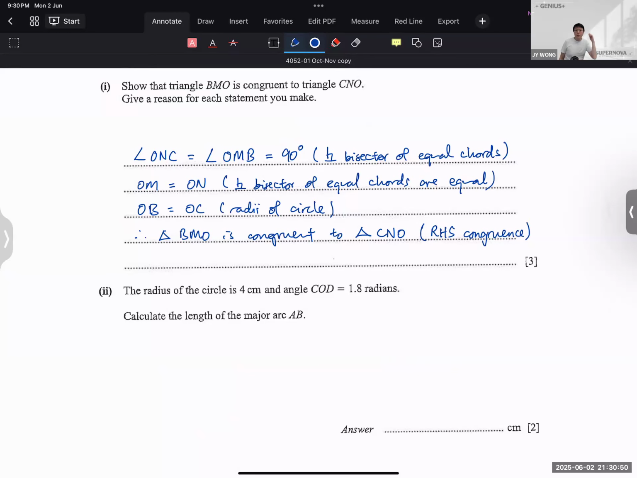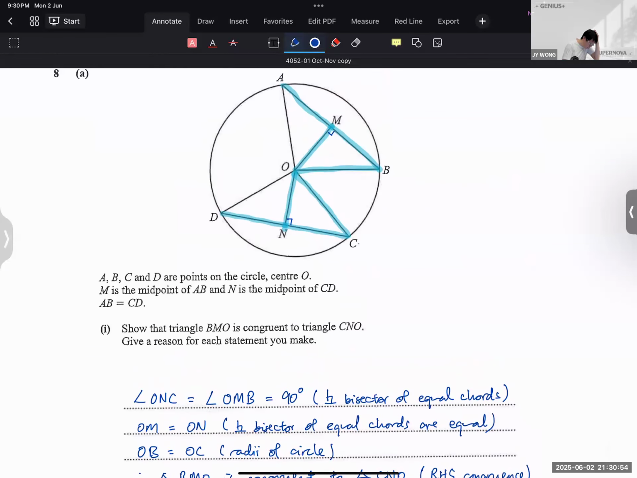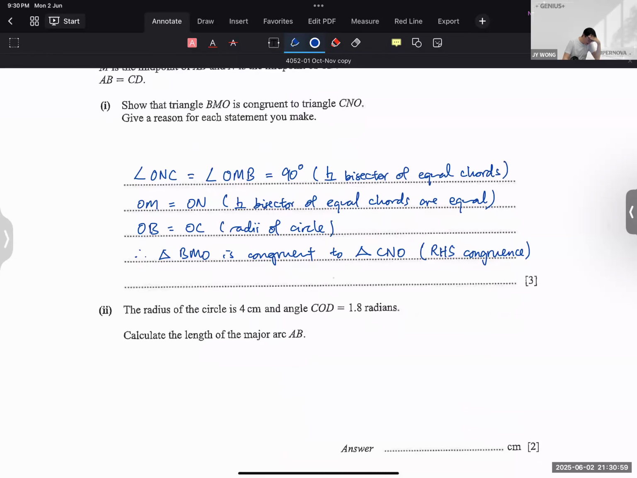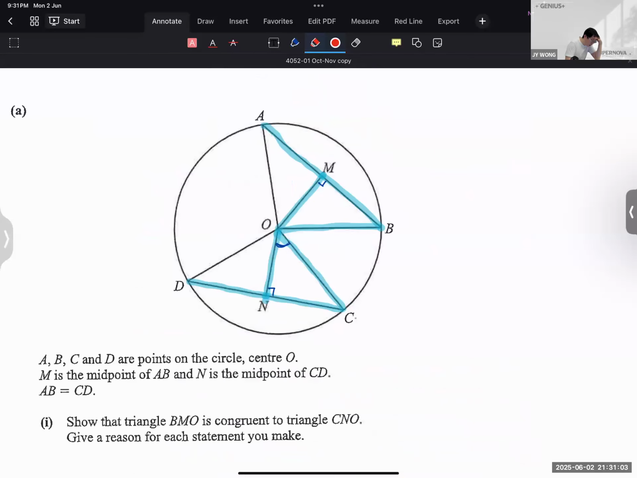Now, radius of the circle is 4 cm and angle COD is 1.8 radians. COD, where's COD? COD is this angle. Calculate the length of the major arc. These are major arc, not minor arc. Where's major arc AB? Major arc AB is this arc. Every time got student go and find the wrong arc because never read the question. This arc corresponds to which angle? It corresponds to this angle.